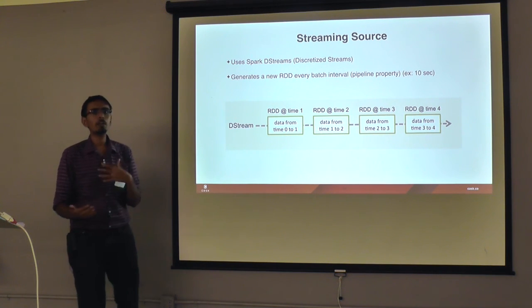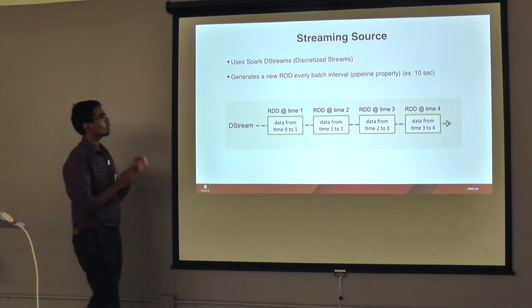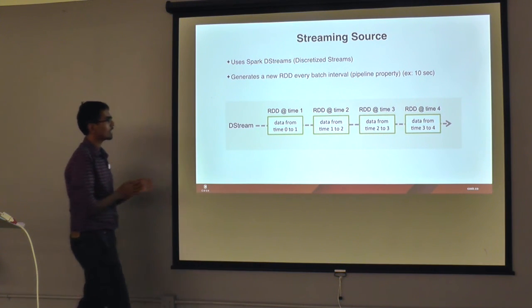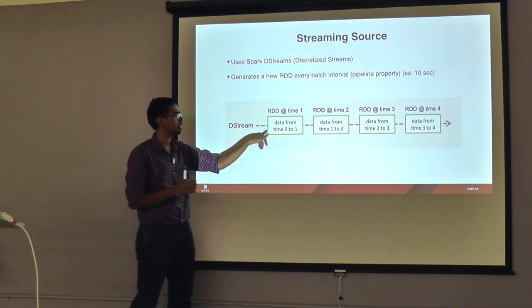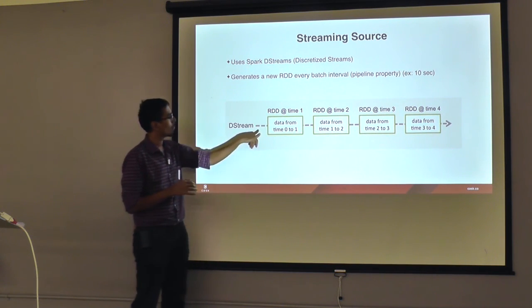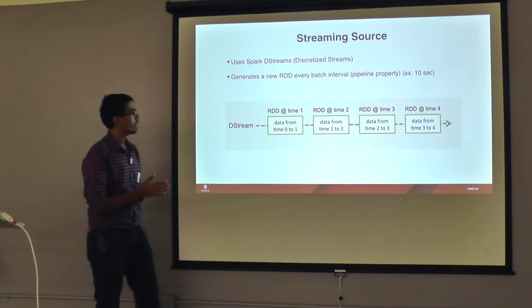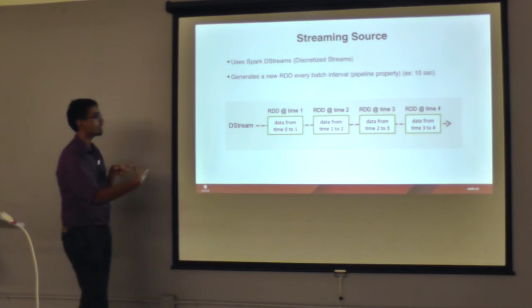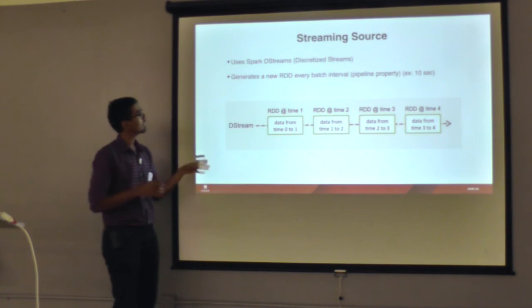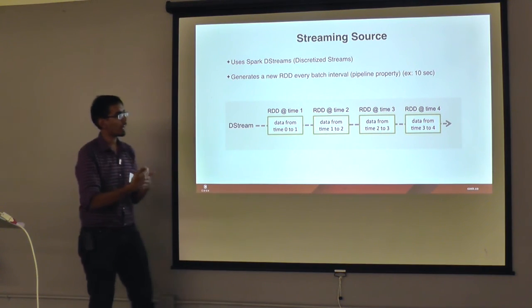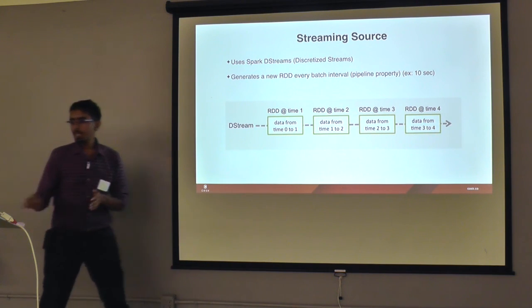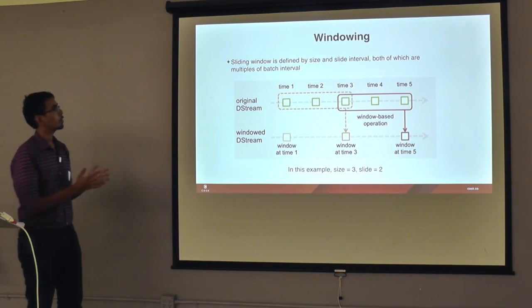I don't know how many people are aware of Spark Streaming or Spark itself in general, but what we are using in the background is called Spark DStreams. This generates an RDD for every batch interval. You can imagine an RDD as a set of events or data, a set of records. So in this case, when we were reading from Kafka, we were getting a set of records every minute, and this is what we are processing.